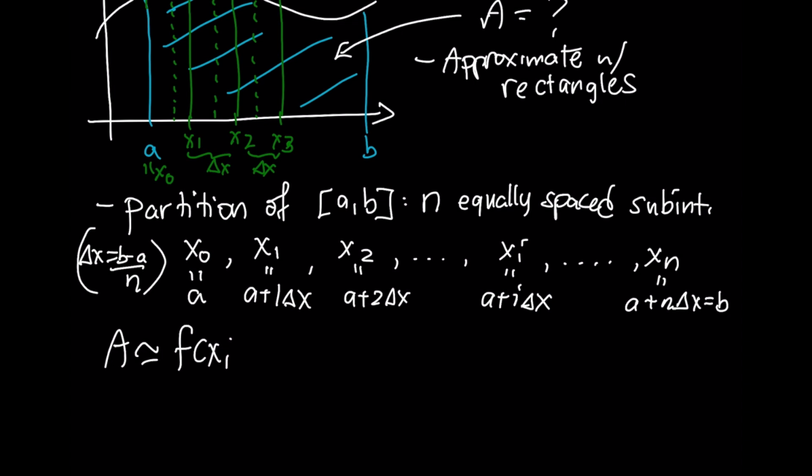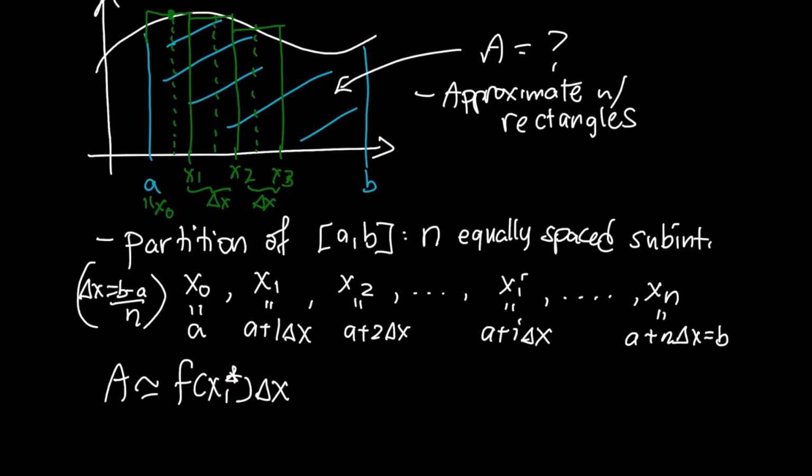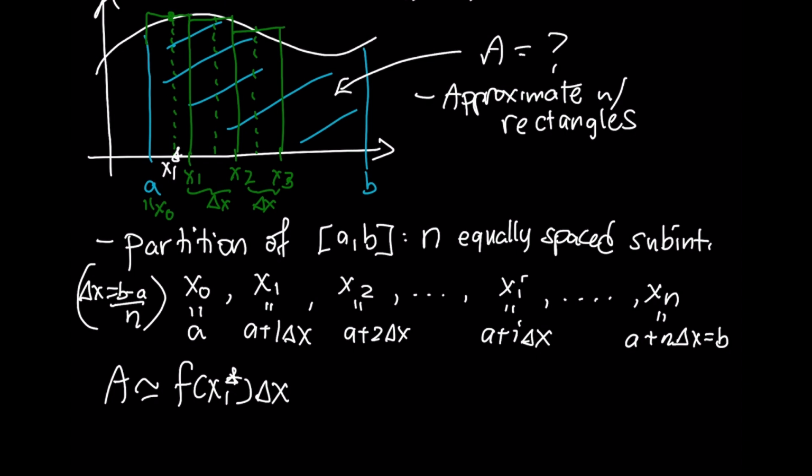The height of the first rectangle is f of x1 star times delta x. Now here is this x1 star. It's called the sample point on that first interval. Then you've got the second rectangle, height times width, and there's the x2 star. So on and so forth until you get to the very final one of these rectangles.